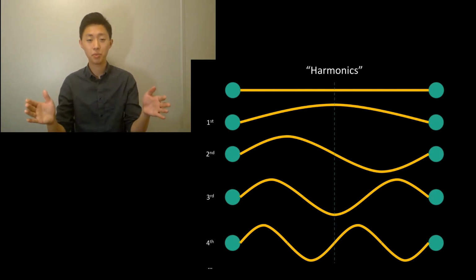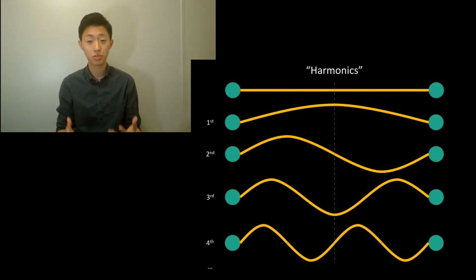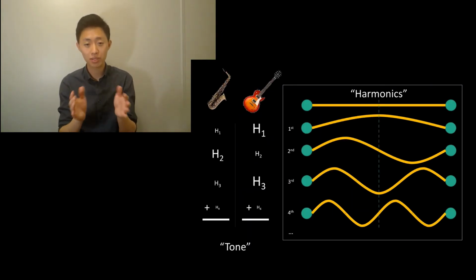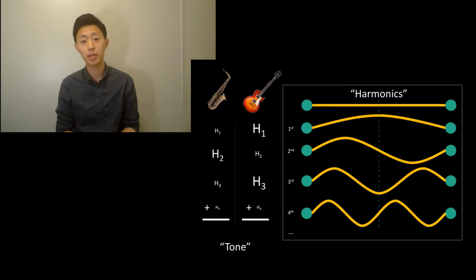The first example with a single wiggle would be a low sounding note. The second example, with 2 wiggles, would be a higher sounding note. The number of wiggles that fits in a string is called the harmonic. Well, the tone of a musical instrument is actually adding all these wiggles together, all these different harmonics. And different instruments have harmonics of different strengths.